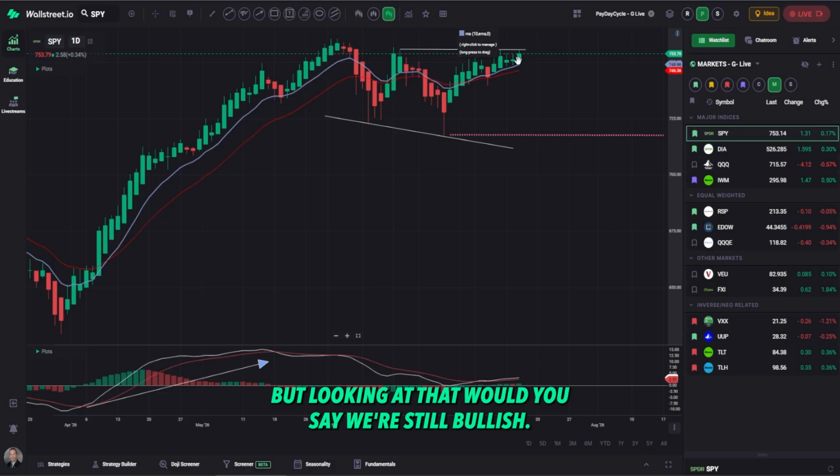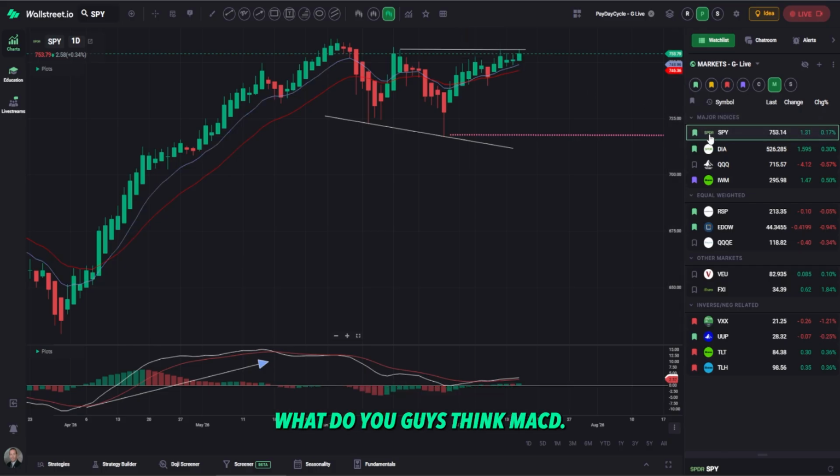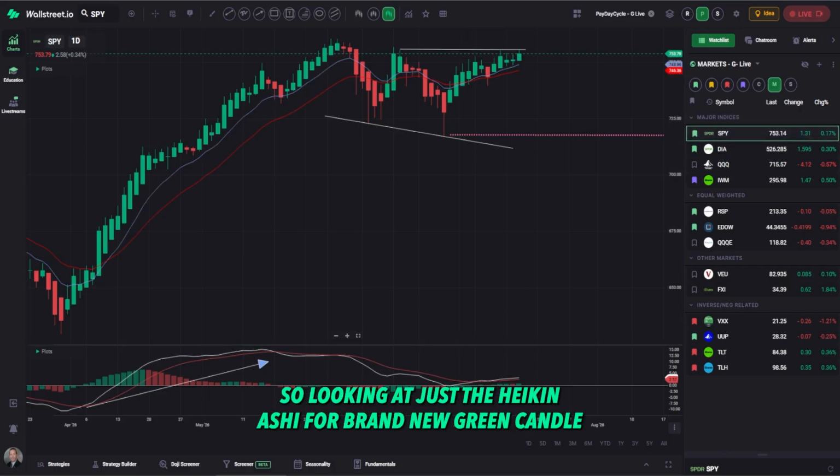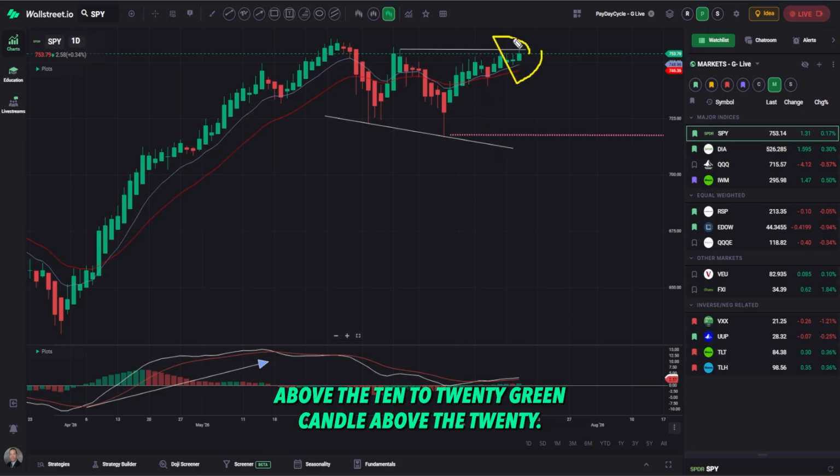But looking at that, would you say we're still bullish? Yeah, I think we are. What do you guys think? MACD. So looking at just the Heikin-Ashi, if you're brand new, green candle above the 10 to 20. Green candle above the 20.